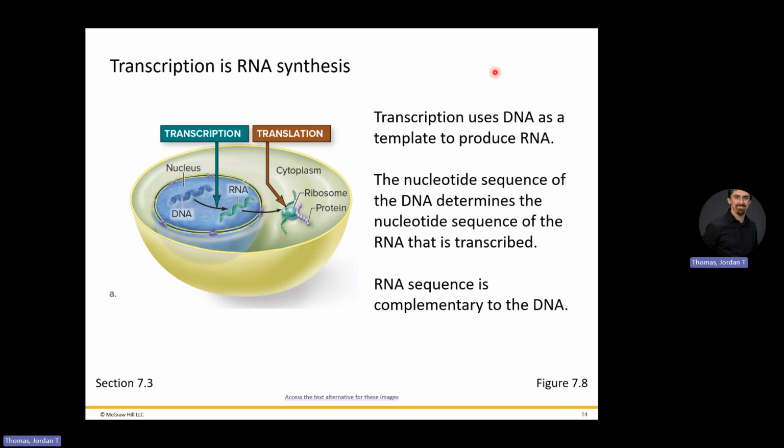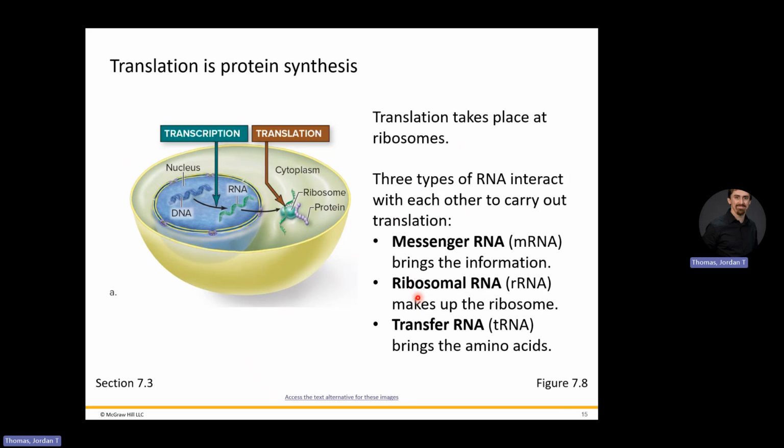So transcription is RNA synthesis, excuse me. Transcription uses DNA as a template to build RNA. The nucleotide sequence in DNA determines the nucleotide sequence in the RNA that is transcribed. The sequence is complementary to the DNA sequence. Just like how we talked about DNA, since it's double-stranded, it has base pairs, A to T, C to G. We're using that base pair idea to go from DNA to RNA.